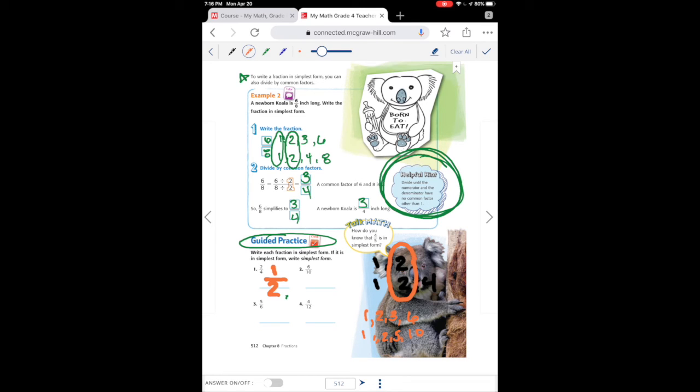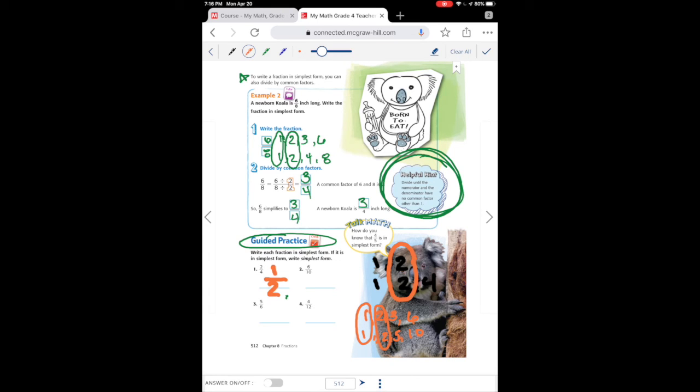Now, which numbers do they have in common? They have 1 in common. They have 2 in common. 3 is not common, and 5 they don't have in common. 6 they don't have in common, and 10 they don't have in common. So the highest factor that they have in common, or the greatest common factor, is 2.